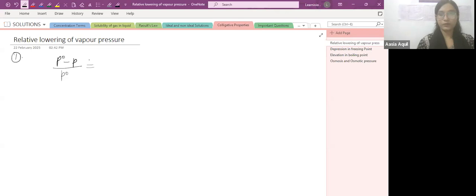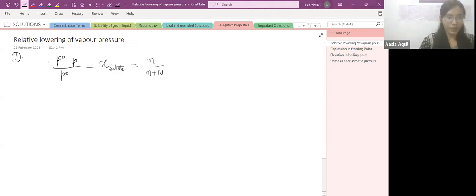At the end, we will do some important questions also, so that it becomes clearer. P naught minus P upon P naught equals the mole fraction of solute, X of solute, which can also be calculated by n upon n plus N.